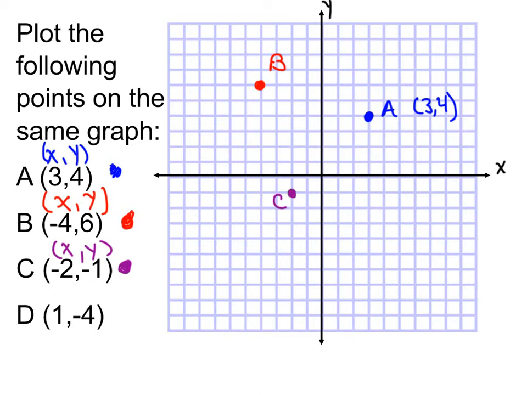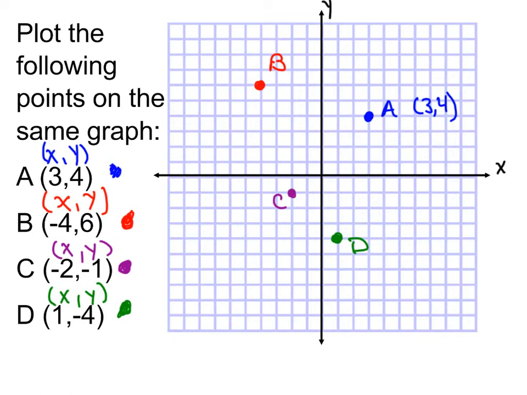And last but not least, let's go ahead and do D, which we'll use green. It's (1, -4). X is always first, then Y. So we'll start at the origin. We'll go to positive 1 for the X. Okay, so here's positive 1. Don't make a mark, just stay there. And now go to negative 4. So we have to go down 1, 2, 3, 4. And there's our nice point, D.